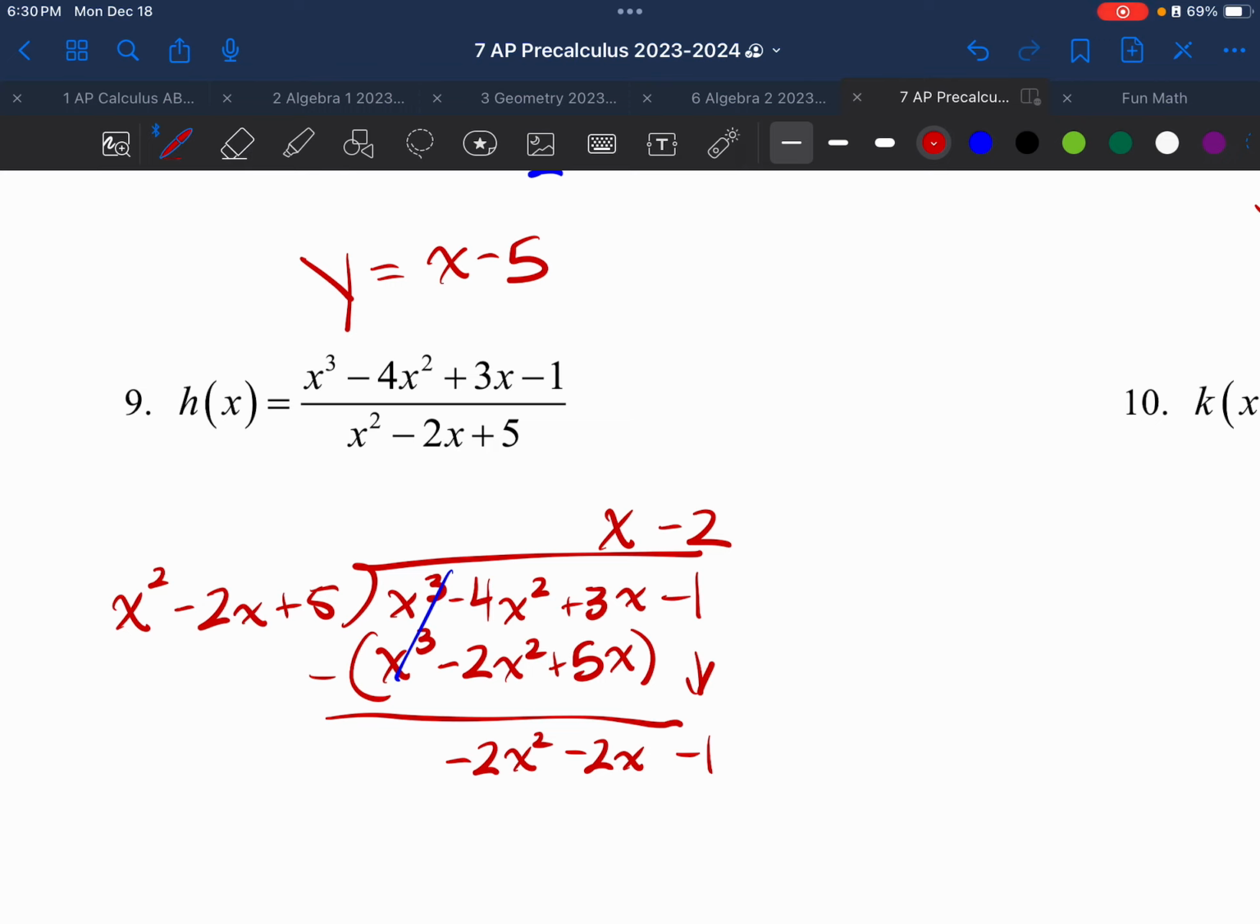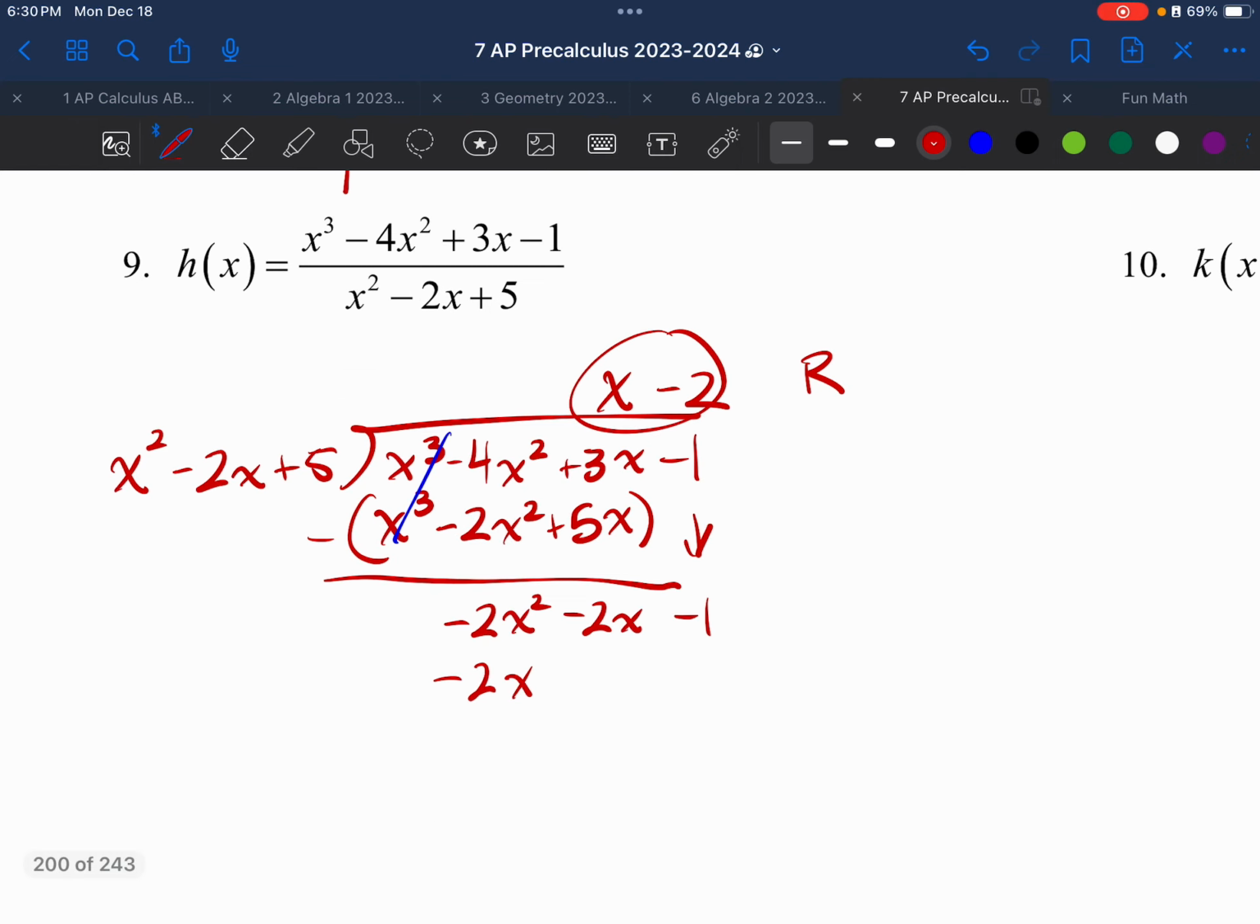I could show you that the negative 2 times x squared is negative 2x squared. A bunch of things here will not cancel out, and that doesn't really matter because the rest of this is going to be a remainder that I don't care about. So my answer is right there. It's x minus 2, and I can say my equation is y equals x minus 2.